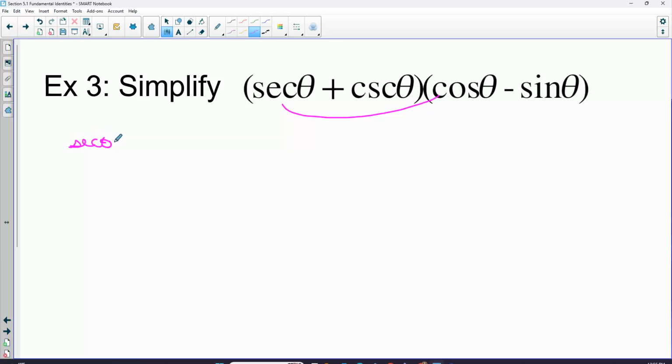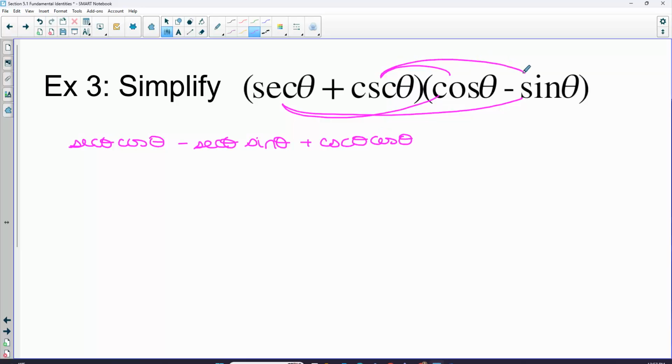I get secant theta cosine theta minus secant theta sine theta plus cosecant theta cosine theta minus cosecant theta sine theta. All right, not real pretty, but we did the multiplying. What are your thoughts now?